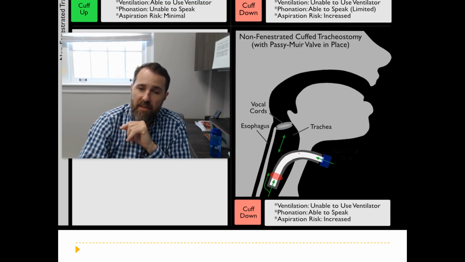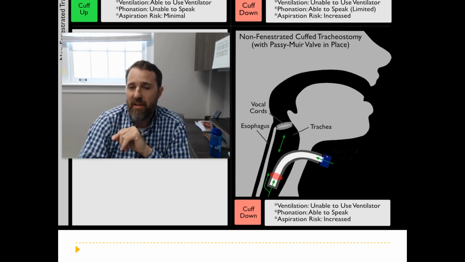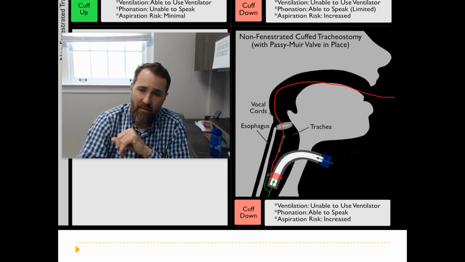All right, so looking at this individual, we have a non-fenestrated cuffed tracheostomy tube with a speaking valve in place, and we have the cuff deflated. So in this scenario, inspiratory air is going to be able to pass down through the natural airway and around the deflated cuff, and inspiratory air is going to be able to pass into the speaking valve and down into the lungs.